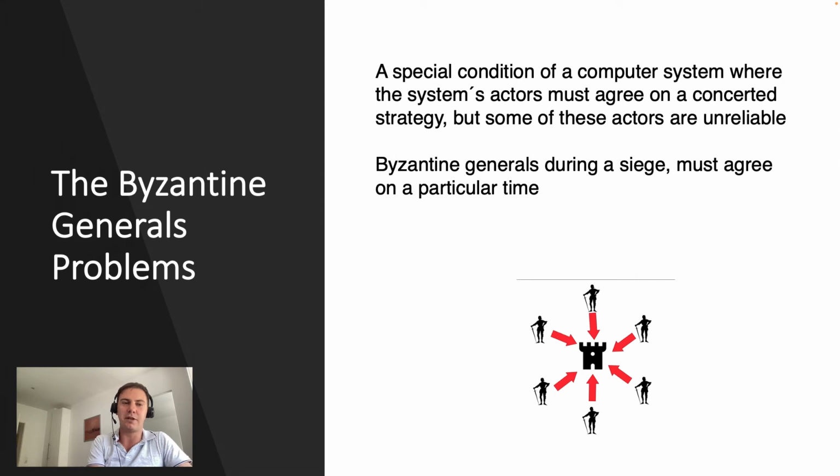If you deep dive into the Byzantine generals problem, it is a special condition of a computer system where the system actors must agree on a concerted strategy, but some of these actors are unreliable. The example is several Byzantine generals during a siege of a city that must agree on a particular time for an attack. It was developed to describe a situation in which, in order to avoid a catastrophic failure of the system, the system actors must agree on a concerted strategy, but some of these actors are unreliable. So how do they decide the time to attack at the same time if they cannot connect, they cannot speak to each other? That was the Byzantine generals' problem.